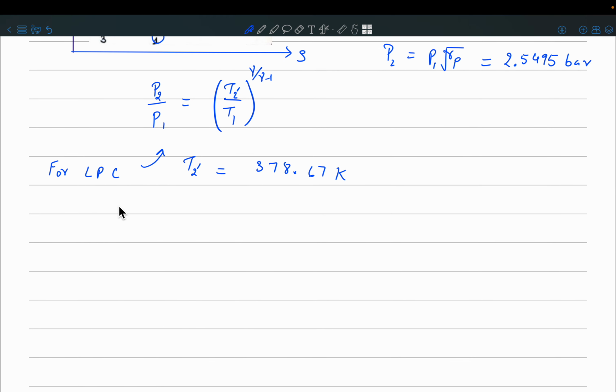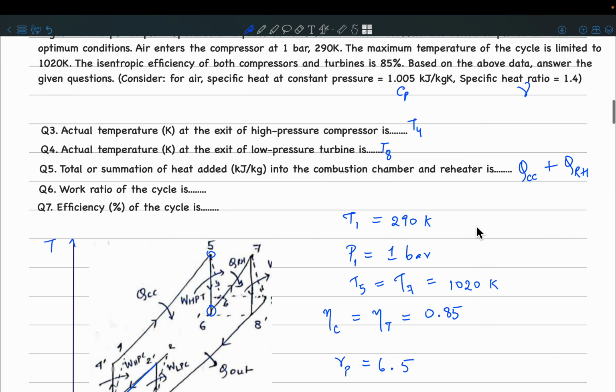Okay, now we can use the efficiency of the compressor, which is given to us as 0.85. And remember the definition of efficiency, we have discussed this earlier. It is T2 prime minus T1 divided by T2 minus T1. And using this relation, see, we have the value of T2 prime, we have the value of T1. So we can find the value of T2, which is the actual temperature at the exit of the low pressure compressor, and this turns out to be 395 Kelvin.